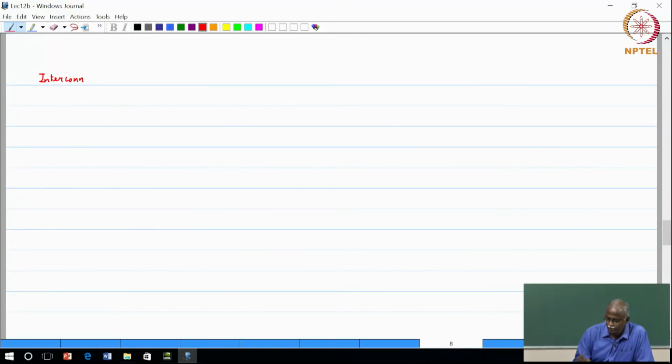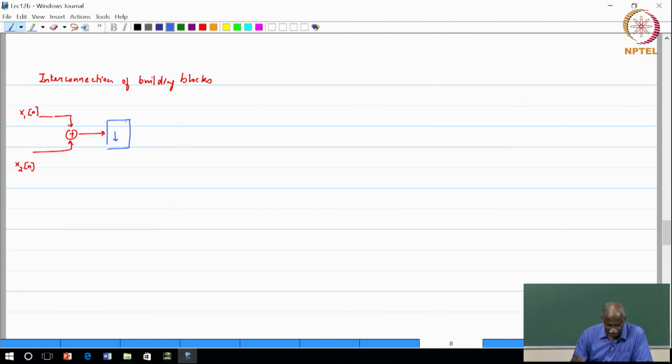Again, this is more for completion. You should never have a doubt about whether you can do this or not; it is always an interconnection of building blocks. Maybe I will do it as a series of examples. I have x1 of n, which I am adding to x2 of n, and that is my output, which I am going to then downsample by a factor of m.